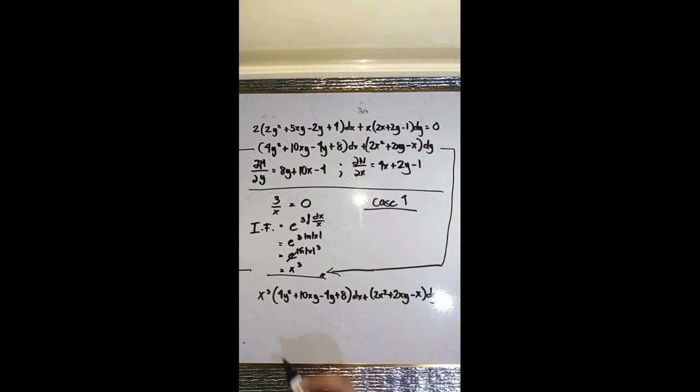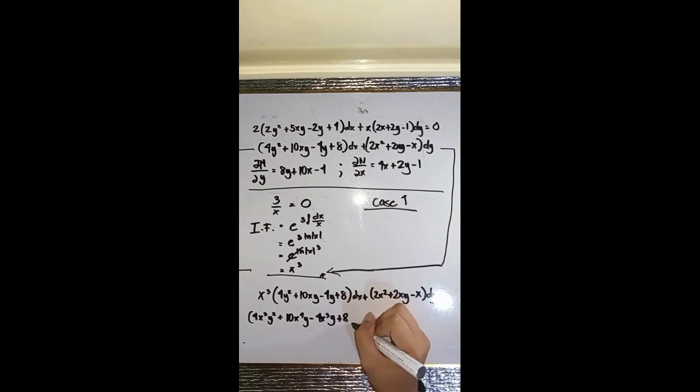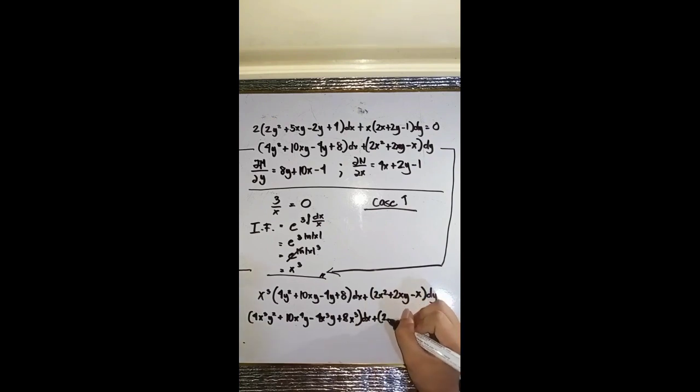So multiplying it will become (4x cubed y squared plus 10x to the power of 4 y minus 4x cubed y plus 8x cubed) dx plus (2x to the power of 5 plus 2x to the power of 4 y minus x to the power of 4) dy.